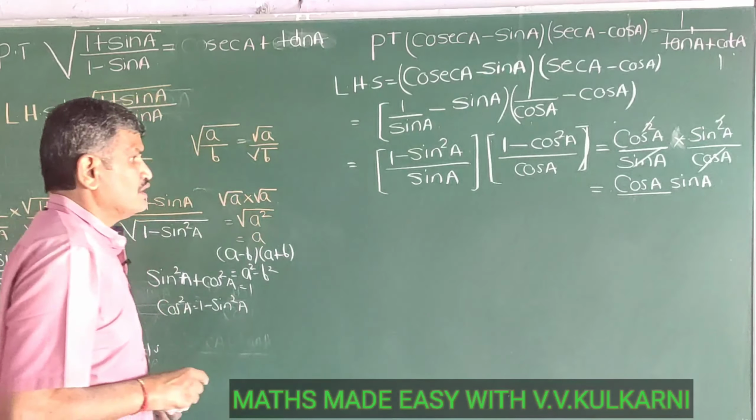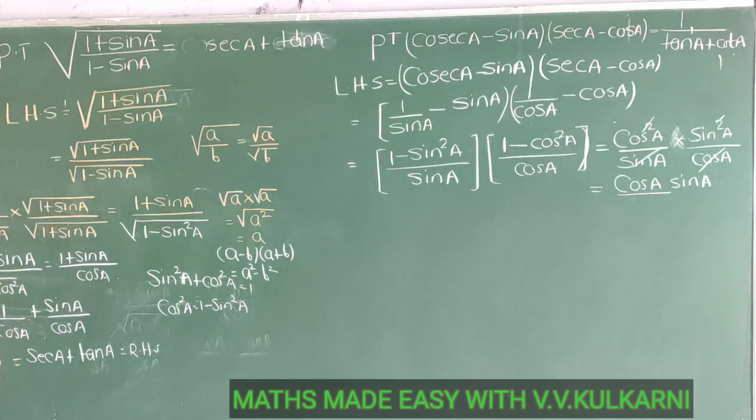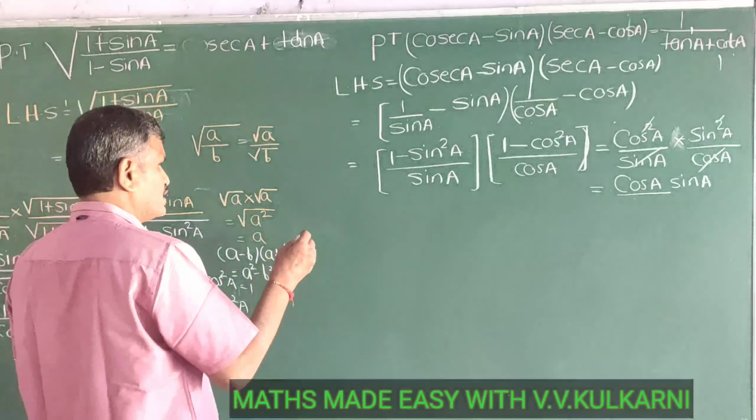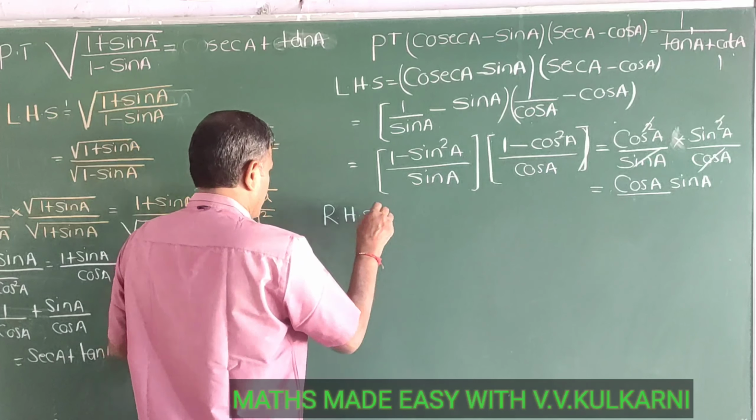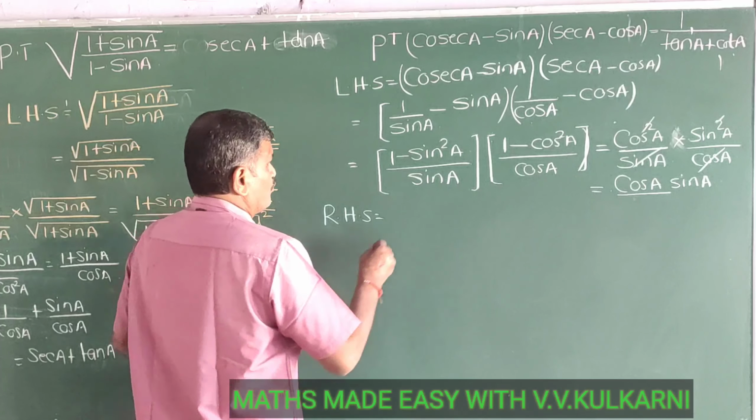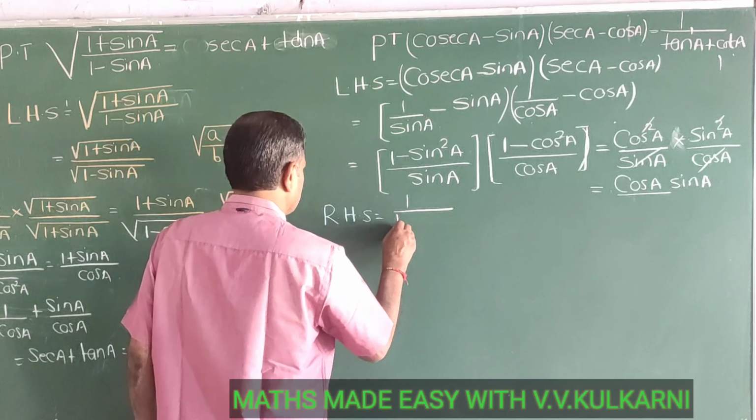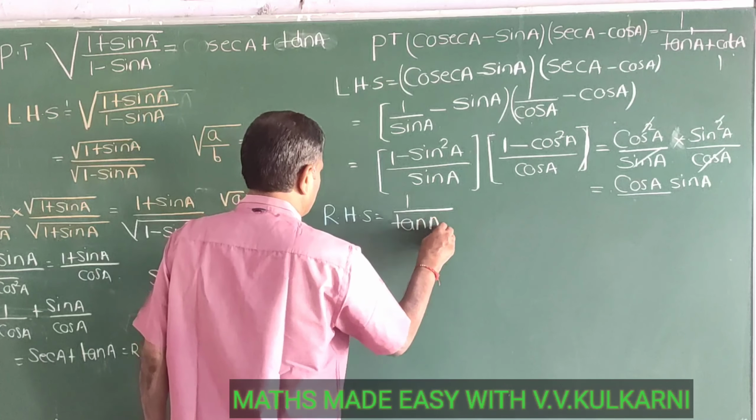Now you may ask, sir, our right hand side is not equal to cos a into sin a. Yes, sometimes we may not get left hand side equal to right hand side. In that case, you have to take the right hand side separately. What does our right hand side say? Right hand side is equal to 1 by tan a plus cot a.